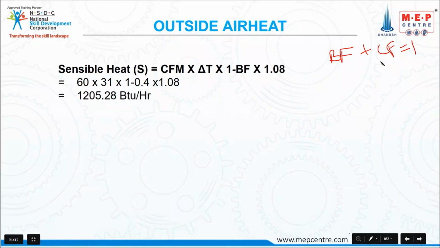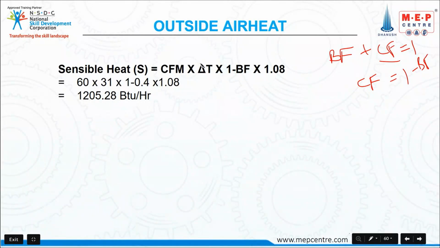Now we are calculating with respect to contact factor. Contact factor equals 1 minus bypass factor. So sensible heat S equals CFM into delta T into 1 minus bypass factor into 1.08.